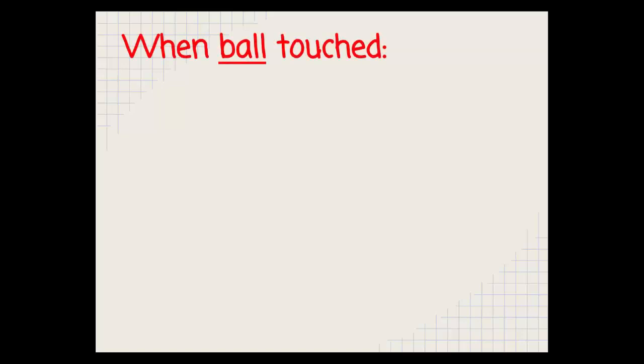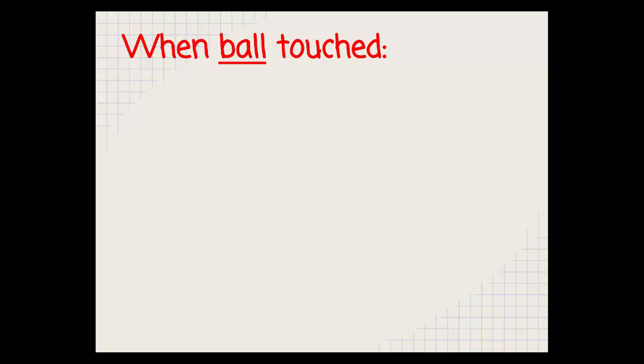So let's think about the next step in our app. Currently the ball animates, but it's not clickable. So the next thing we're going to think about is how to make the ball clickable, gain points, lose points, and so on. So the event we're going to use for this is when ball touched. And we want a few things to happen.